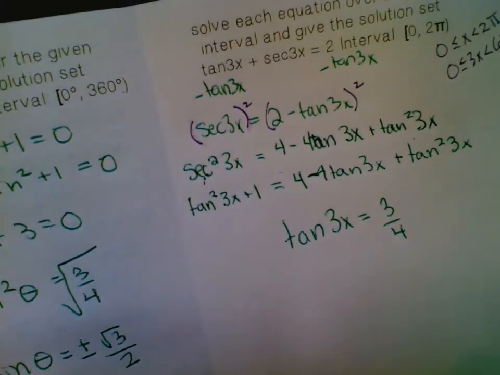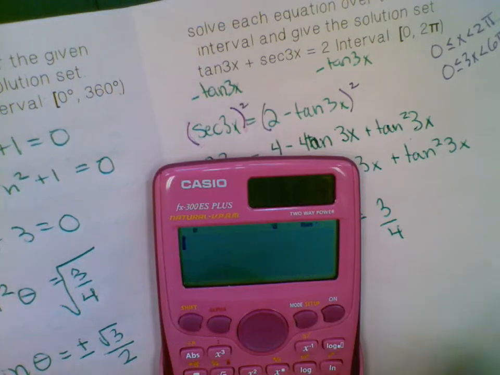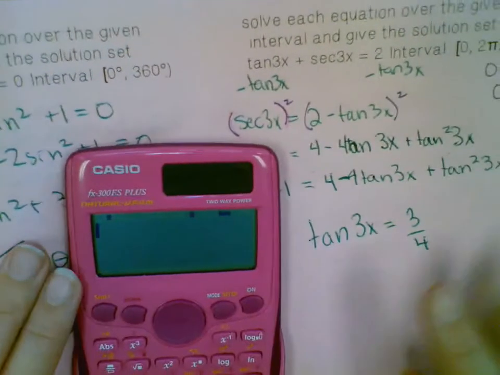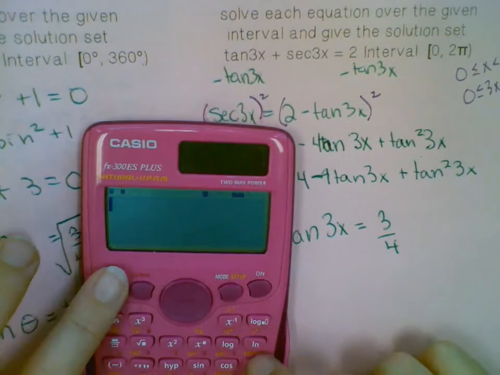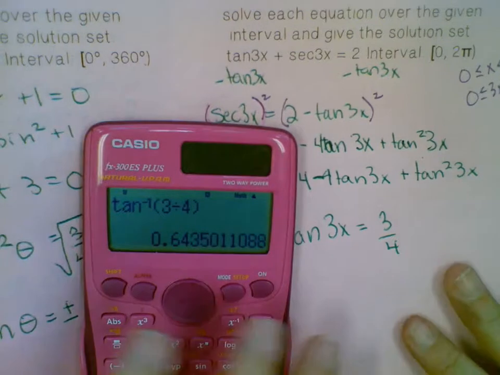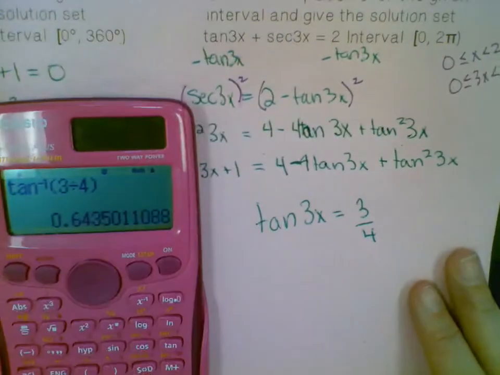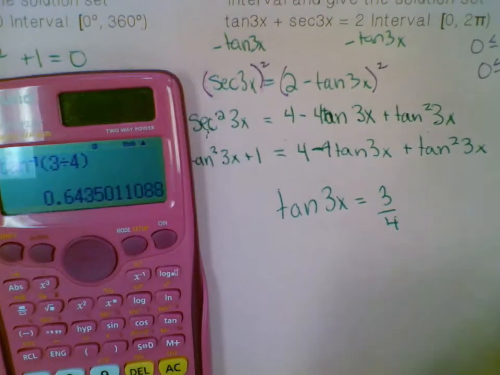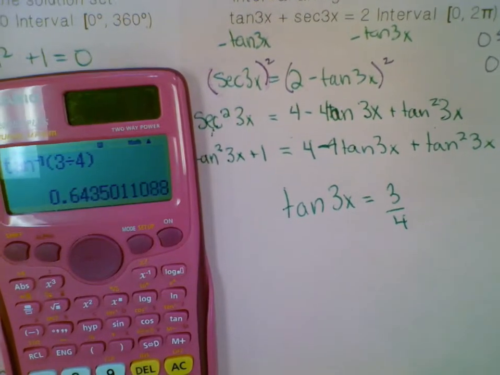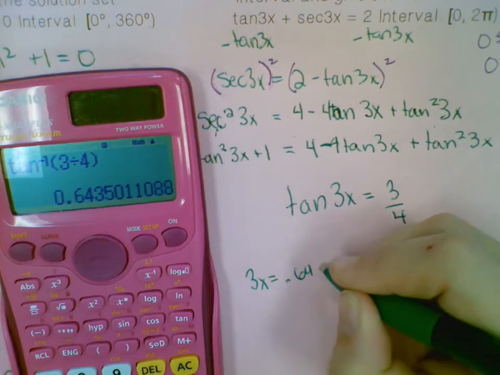So we're in radians, so that means we're going to want to change our mode to radians on our calculator. Okay, and then we'll solve for a tangent by doing the inverse. So tangent inverse 3/4. So I get 0.6435. I know this would be easier in degrees, but we don't have degrees. So that means that we have that 3x equals 0.64.